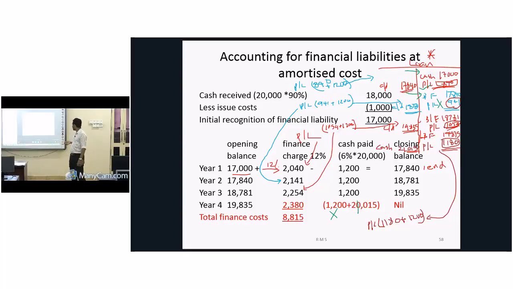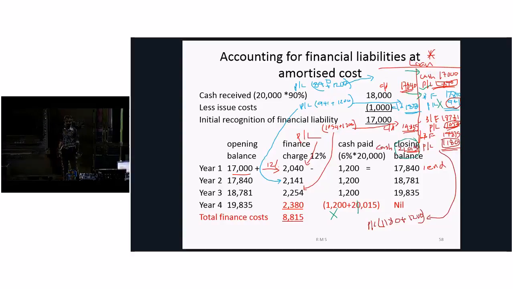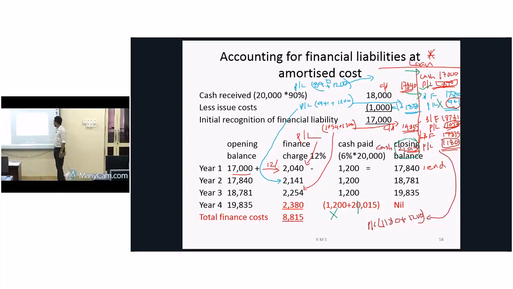So now 19,835 plus 2,380 finance cost, and after that you will pay, look, the final balance at the end of the fourth year, 21,015. Then the account will be closed. Got it? But here what you can say now, actually 2,380 minus, what is 880 for the last year?